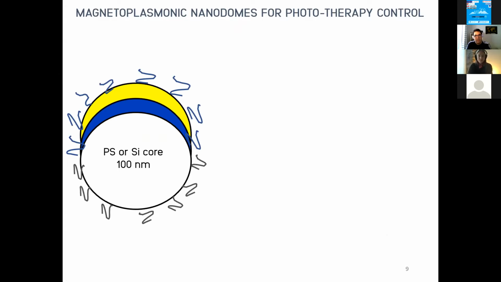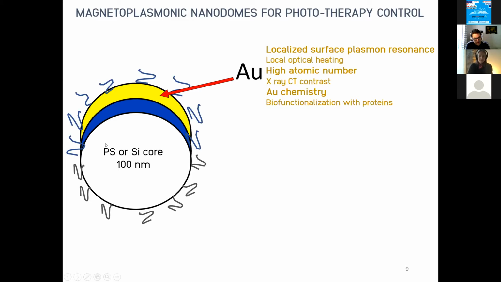So this is the nanostructure that we propose for this therapy. This is what we call nanodomes, which, as you can see here, are composed of a polystyrene or silica sphere of around 100 nanometers, partially covered by gold and also iron. In the case of gold, the fact that it has a localized surface plasmon confers local optical heating properties. Also, gold is a high atomic number element, so it can be imaged by X-ray computed tomography. And thanks to gold chemistry, we are able to biofunctionalize the nanodomes with proteins.